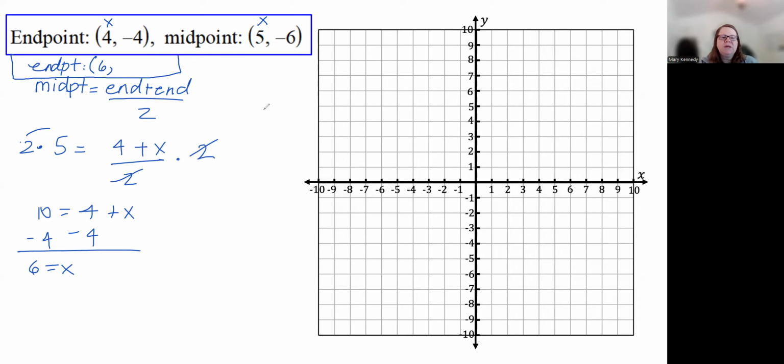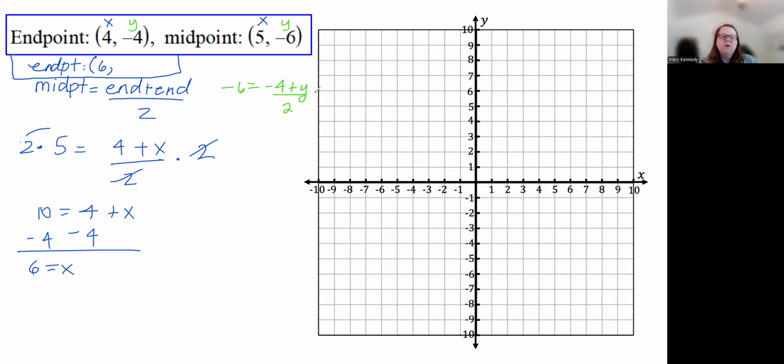All right, we'll do the same thing for y. Let me get a different color just to break this up. There's a lot of stuff going on already on the screen. So the y values are here and here. In the midpoint, the y value is -6, equals one end, -4, plus the other y value that I don't know yet, divided by 2. So it's always the halfway point, the average, the mean.